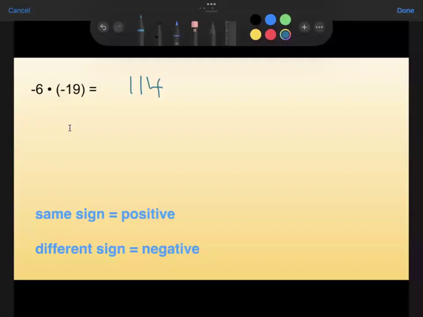Now, if I was going to take that 114 and divide it by -6, now I've got different signs. So I know my answer is going to be negative. And if I take 114 and divide it by 6, I end up with 19. So we're right back to kind of where we started with this fact family. So you can go forwards and backwards, but the rules for multiplying and dividing integers are the same. Same sign positive, different sign negative.